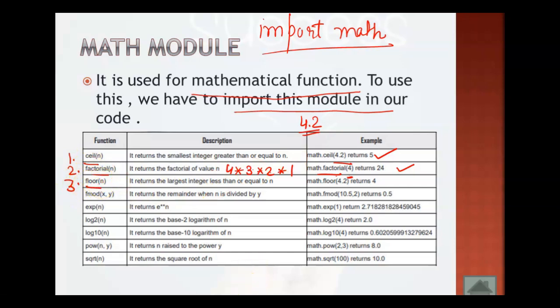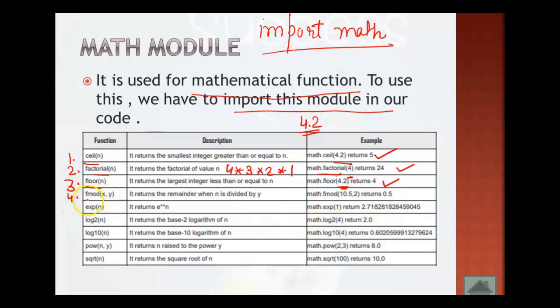Now the third one is floor. Floor is just the opposite of ceil. Ceil gives you the next integer, and floor is on the floor, which means it will give you the smaller value. Let us check: we have math.floor of 4.2. It will give you the smaller integer value, so 4 is the answer. For ceil, remember the next integer. For floor, remember the lower integer.